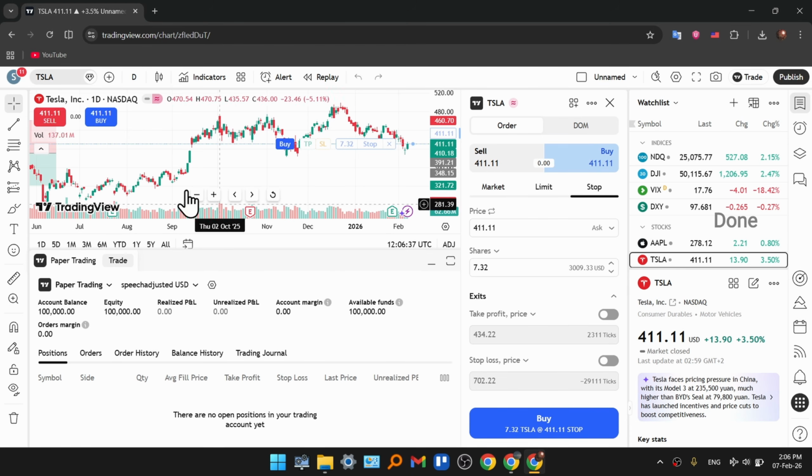Now, how do we recognize the delayed data? So the easy check is opening a stock chart and looking near the symbol name. If you see the word delayed, you are viewing past prices, not the live market. And there's also a common misconception. A TradingView subscription alone does not automatically include real-time stock data.